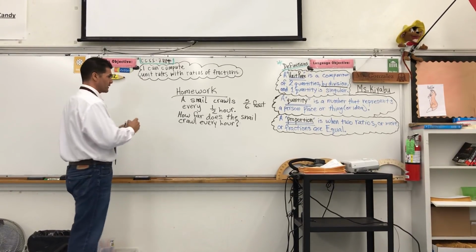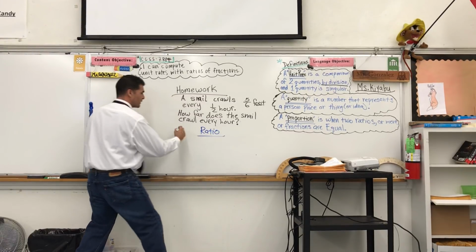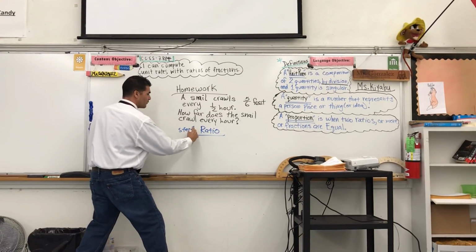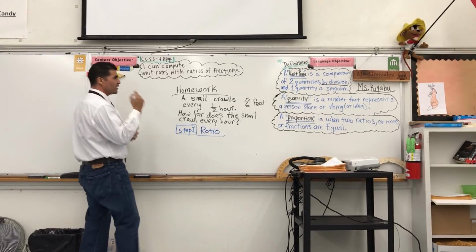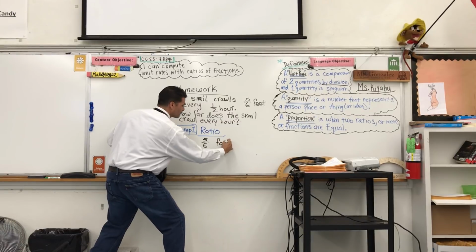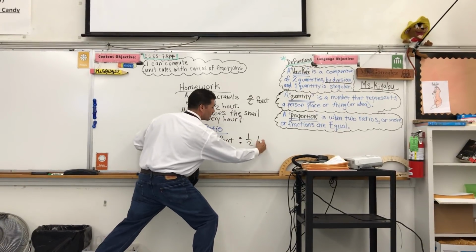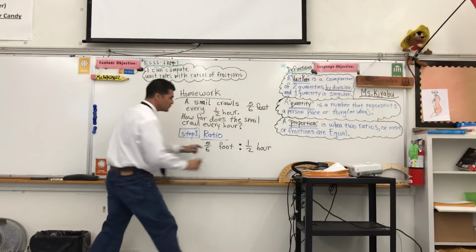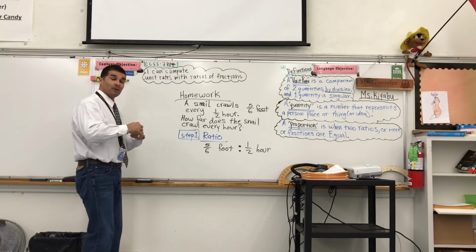Step 1, set up your ratio. This is step number 1 right here. Now I'm literally going to write down the steps that I made you guys write in your notebook in class. Here's my ratio. 5/6 of a foot to half of an hour. We always use the colon to compare two quantities. Step number 2.